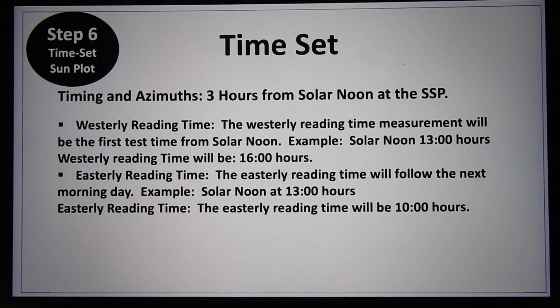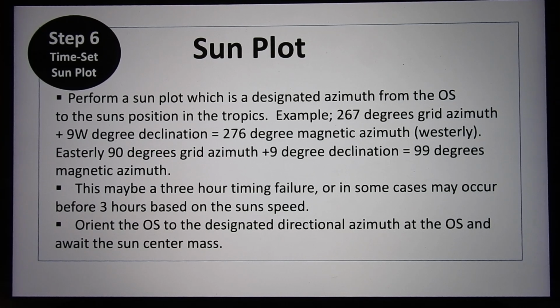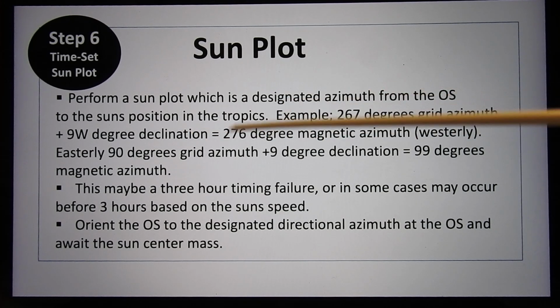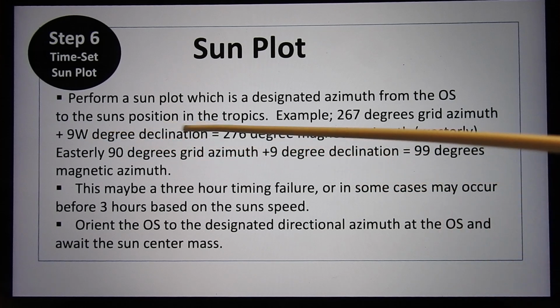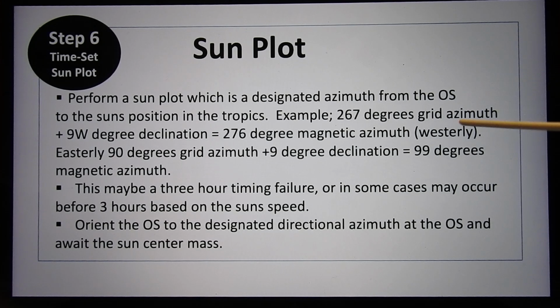The other one, the next one, timing is sun plot. Perform a sun plot, which is a designated azimuth from the OS to the sun's position in the tropics. Example, 267 degrees grid azimuth, that's map azimuth, or what we're doing digital mapping. That would give us 45 degrees. When we do it on ground, we have to add 9-degree declination, and based on our location, that would equal 276 degrees magnetic, or using a compass, what we orient the orienting station on. And that's for a westerly reading.